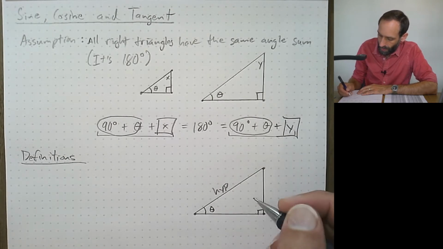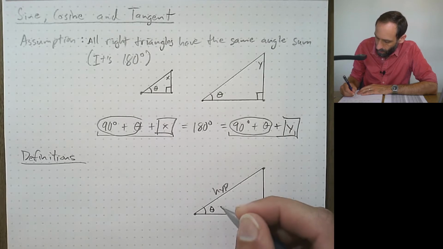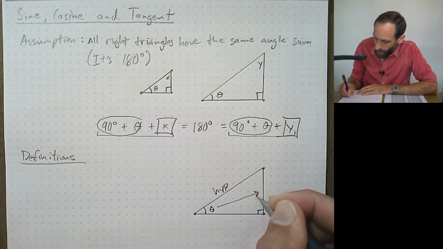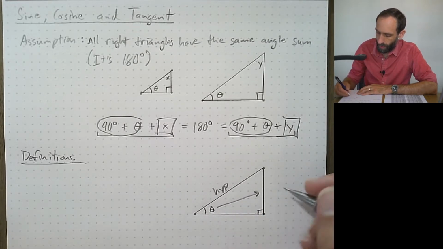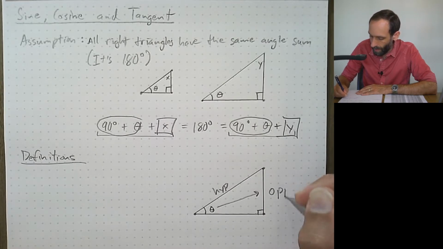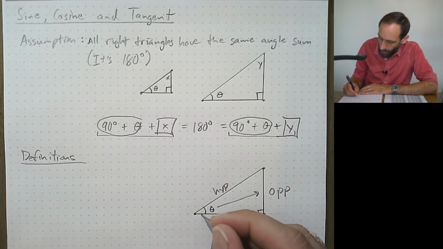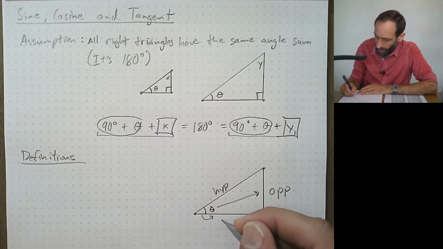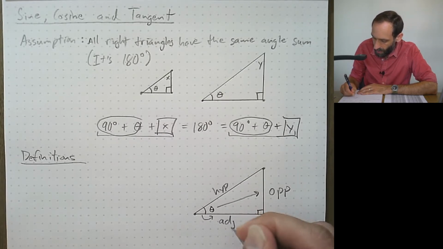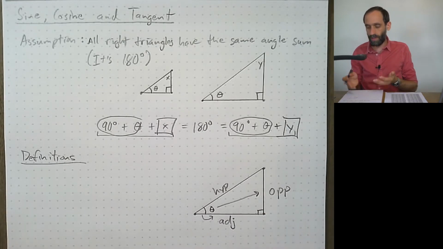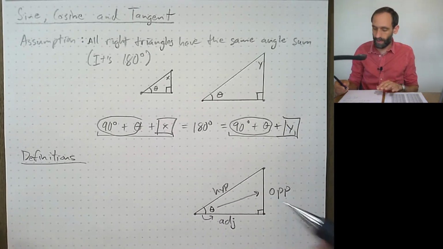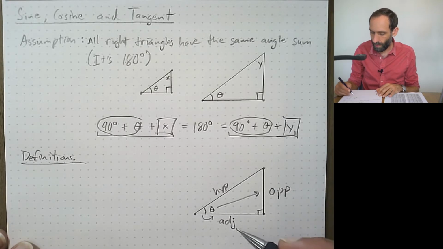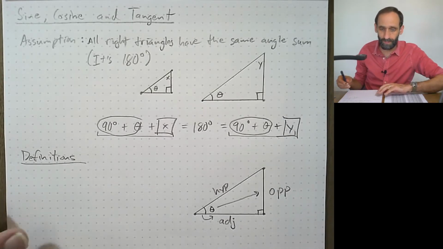Then for the two remaining sides, which are called legs, we have one that is across from the angle theta. We call that the opposite, and we have one that's next to or touching the angle theta, and we call that the adjacent because it's next to or touching the angle. So three sides: hypotenuse, opposite, and adjacent.